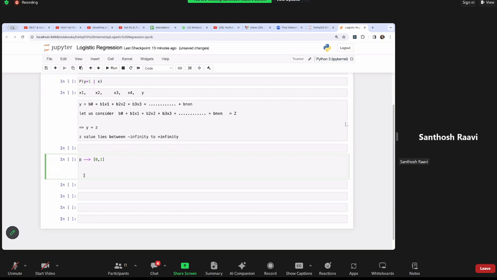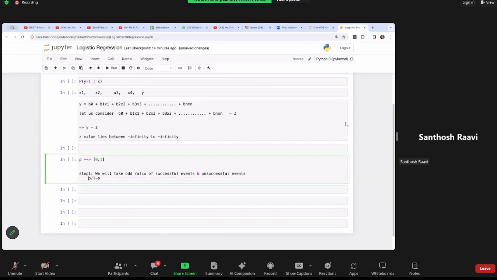What we do is take the odds ratio. Odds ratio means p divided by 1 minus p. Here p is the successful events, and 1 minus p is the unsuccessful events. Let me write that here. Step 1, we will take the odds ratio of successful events and unsuccessful events. Like this we will take.